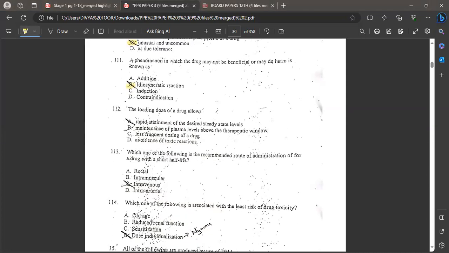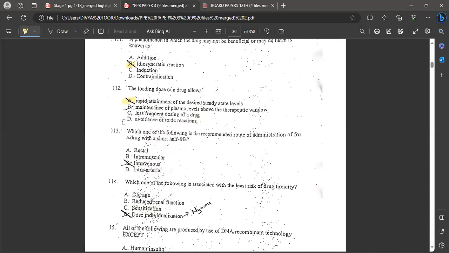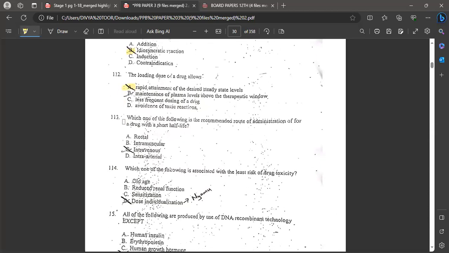Okay. The loading dose of a drug allows rapid attainment of the desired steady state levels, maintenance of plasma levels above the therapeutic window, less frequent dosing of a drug, avoidance of toxic reactions. Yeah, so we usually have the loading dose and the maintenance. So loading is to achieve that desired, rapid attainment. Then maintenance is to maintain it.